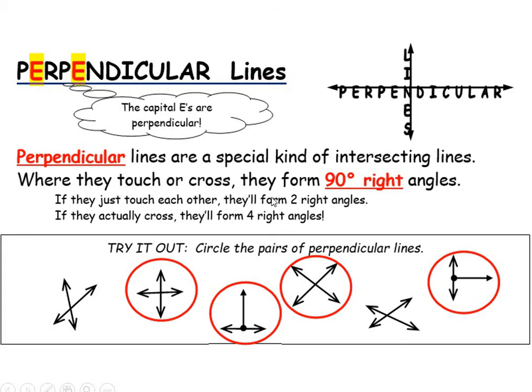If they just touch each other, again, they're going to form 2 right angles. If they actually cross, they'll form right angles. And I clicked ahead too far, so I gave away the answers for this one. But your 4 examples of perpendicular lines are 1, 2, 3, and 4. It's pretty easy to spot them when they're up and down. It's a little trickier when they're turned sideways like that. But the key is that they form a 90-degree right angle.